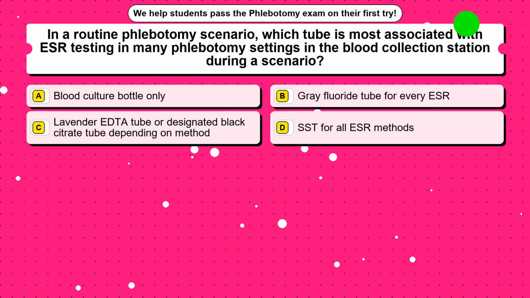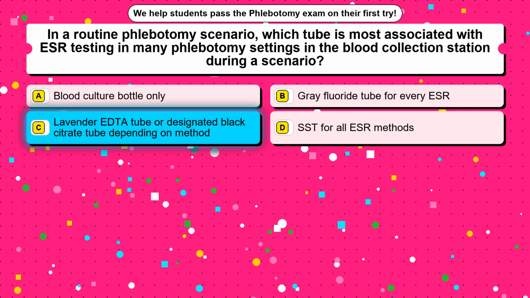Question 90. In a routine phlebotomy scenario, which tube is most associated with ESR testing in many phlebotomy settings in the blood collection station during a scenario? Option A. Blood culture bottle only. Option B. Gray fluoride tube for every ESR. Option C. Lavender EDTA tube or designated black citrate tube depending on method. Option D. SST for all ESR methods.